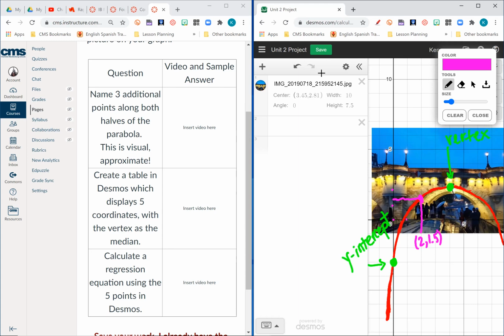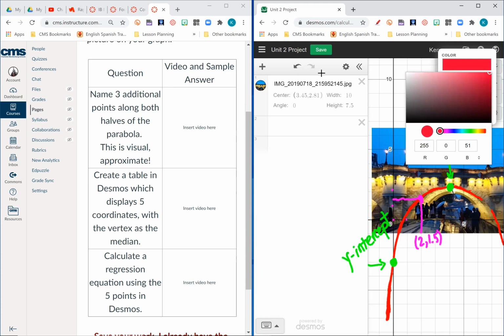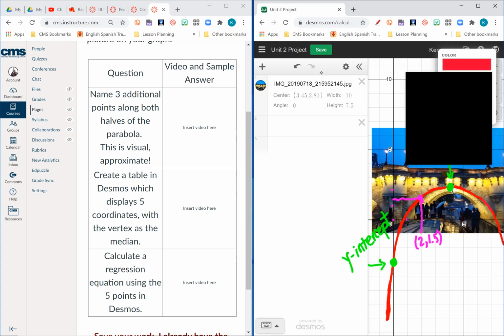Now I'm going to find 2 points on the other side. Let's choose this point right here, and I'm going to choose another point. Hold on. I'm going to try to be as smart about this as possible. I don't want to make my life difficult.